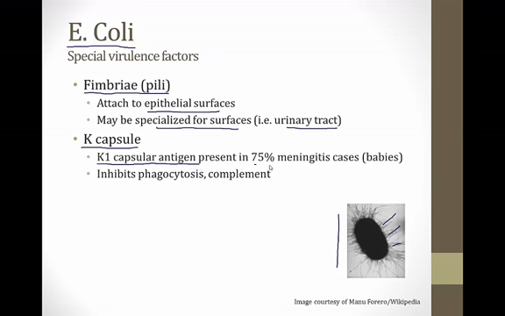About 75% of the E. coli that cause meningitis in babies have this K1 capsular antigen present in the capsule of the bacteria. And it's been shown that the K1 antigen can inhibit phagocytosis and block complement and generally allow the bacteria to evade destruction by the immune system.